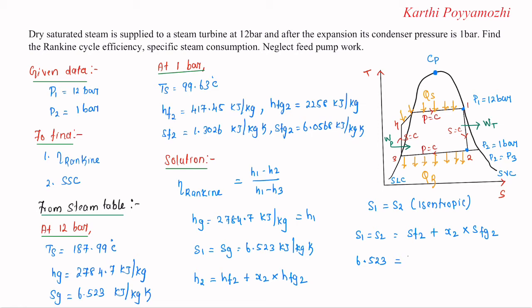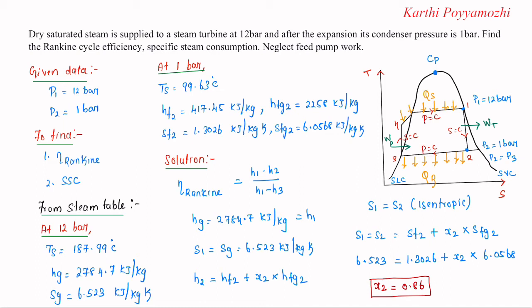SF2 is equal to 1.3026 plus x2 into SFG is taken as 6.0568 kilojoule per kg Kelvin, and SFG of 2 is 6.0568. Okay. From this, the value of x2 is calculated as 0.86. That is, the dryness fraction at state 2 is calculated as 0.86.